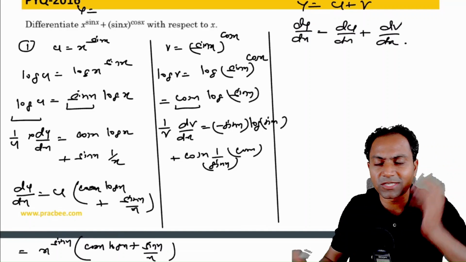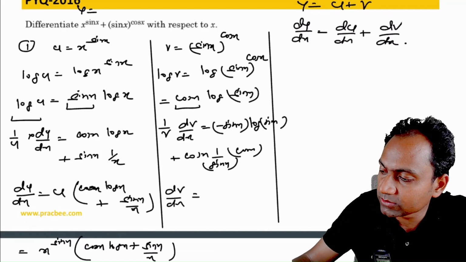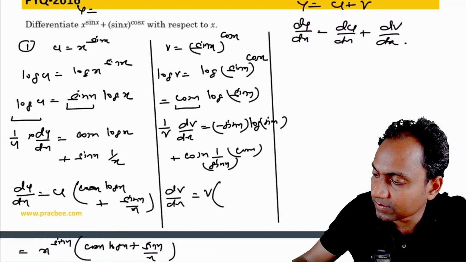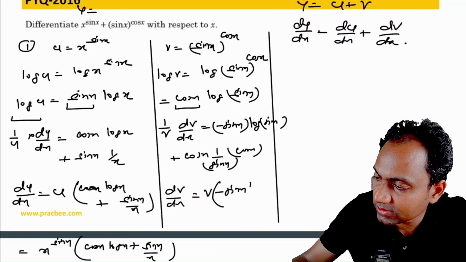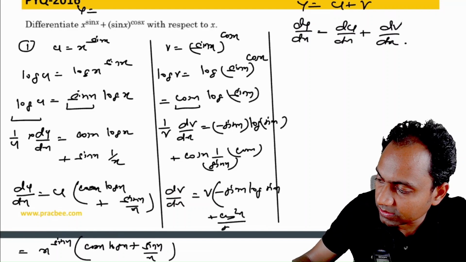And if I simplify just one step more, I will get the value of dv by dx, and that comes out to be nothing but v into minus sin x log of sin x, and then cos x into cot x, or cos square x by sin x.